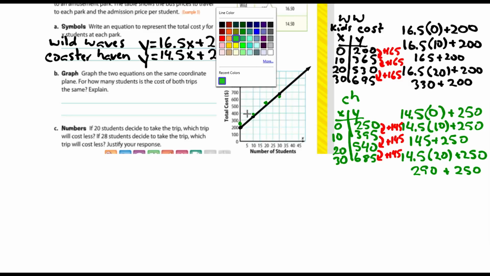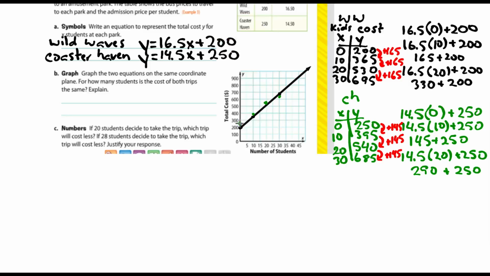Change it to green. This is not the best situation. Usually they give you these and the point where they cross is much more obvious.